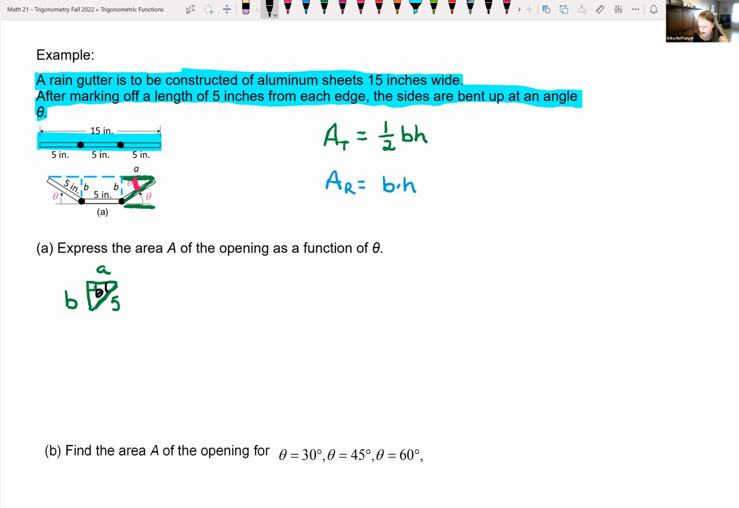And so through here, what do we need? We need base times height. So we need to know what A is, and we need to know what B is. Looking at this angle theta, let's use one of our trigonometric functions that has the hypotenuse. Let's use sine. So sine of theta is equal to the opposite of theta, which in our case is B, all over the hypotenuse, which is 5. So B is the same thing as 5 times sine theta.